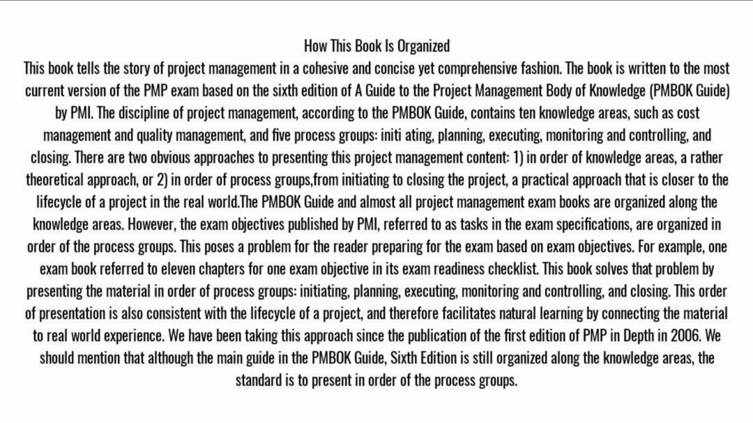How this book is organized. This book tells the story of project management in a cohesive and concise yet comprehensive fashion. The book is written to the most current version of the PMP exam, based on the 6th edition of A Guide to the Project Management Body of Knowledge, PMBOK Guide, by PMI. The discipline of project management, according to the PMBOK Guide, contains 10 knowledge areas, such as cost management and quality management, and 5 process groups: initiating, planning, executing, monitoring and controlling, and closing.